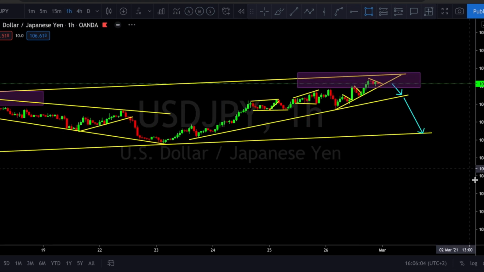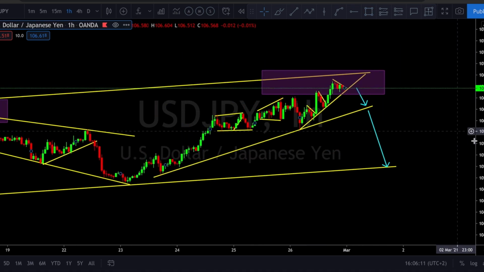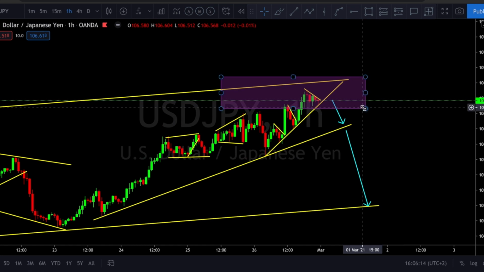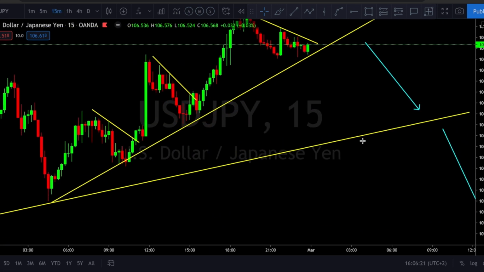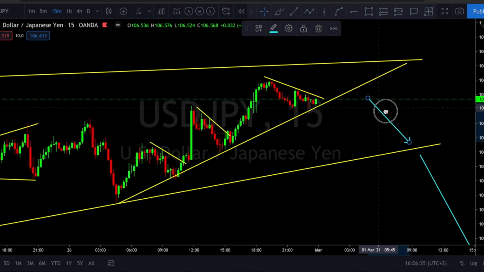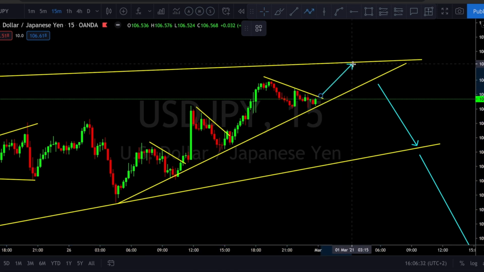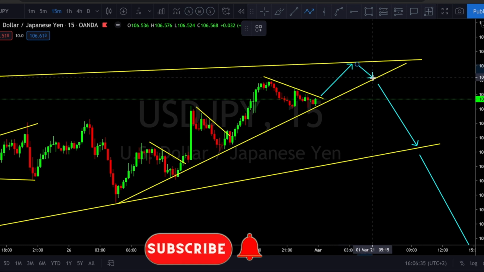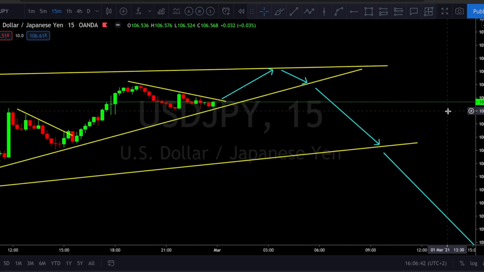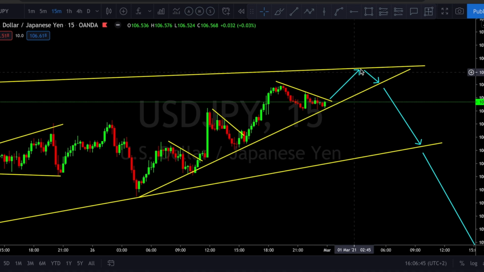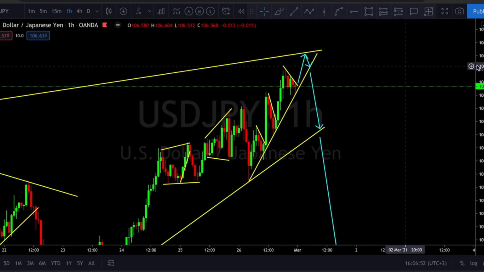So let me go to a lower time frame and see. Take away this box. 1 hour, it's not clear. Okay, with the 15 minutes, it looks like it might push up like this for one more and then drop down, break this line, continue down like this. So this is the first pair. When it comes to this level, wait for the first impulsive move and then take it down. This is the US dollar JPY.